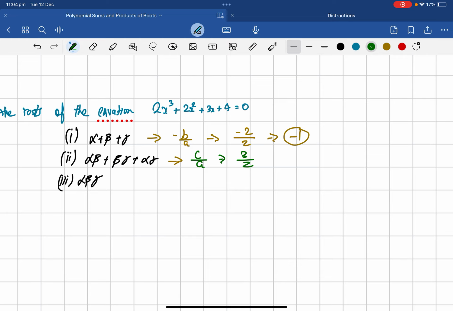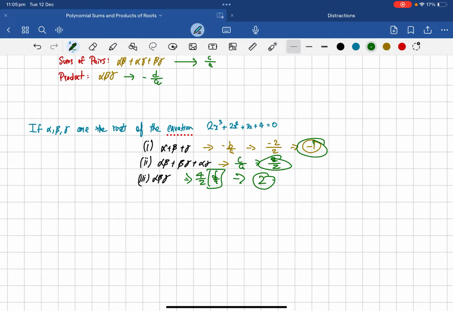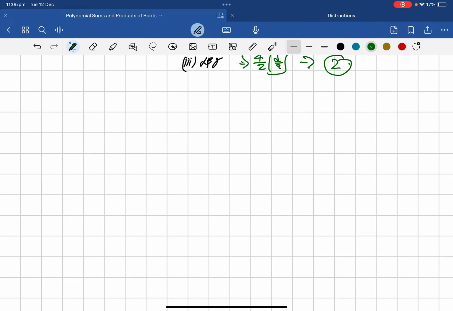Now, again, alpha beta gamma. What is it? 4 on 2, because it's D on A. Because it's D on A, it's 4 on 2, so it's 2. Simple. Guys, that's all you need to do. And you got, guess what? All the right answers. Okay? That was your practice question.